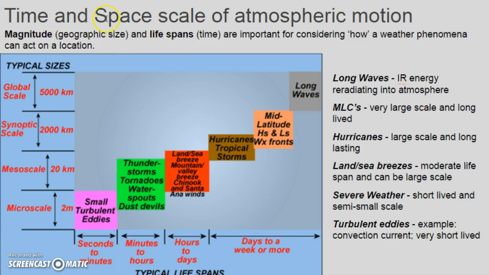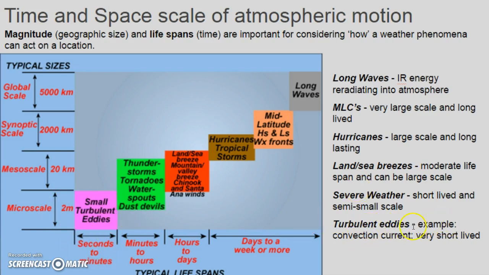The time and space: how long does an event take place and what's the size of it? What's the magnitude of it? So the magnitude is the geographic size and the lifespan is the time. These are important for considering how a weather phenomenon can act on a location. So I'm going to start off with seconds to minutes on a very, very small scale. These are what we call turbulent eddies.